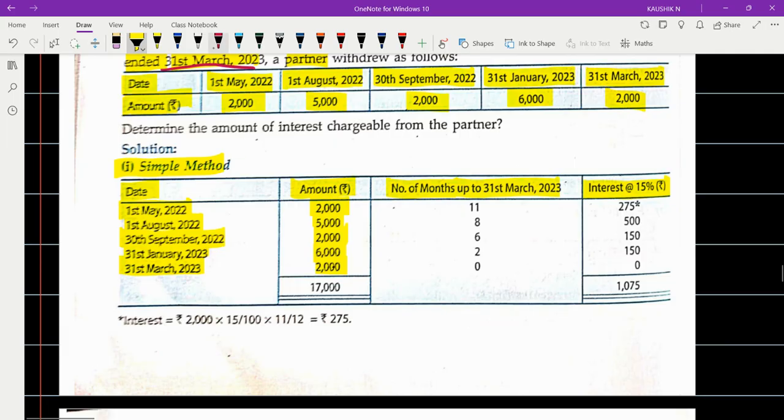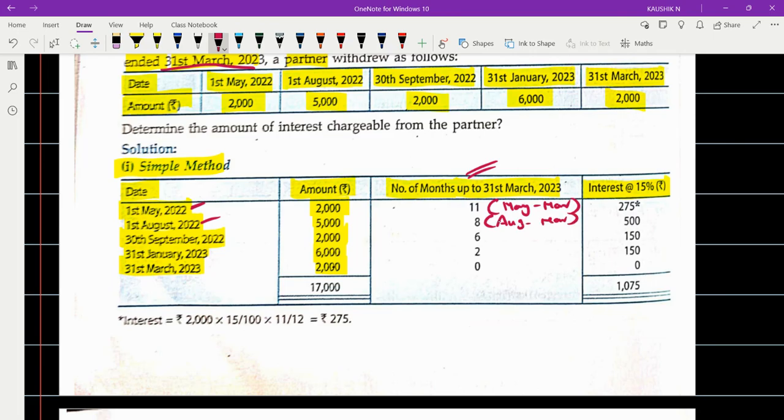Now you're going to fill this particular column, number of months up to the closure. You have done the withdrawal on 1st May. So May should also be taken into account. May, June, July, August, September, October, November, December, Jan, Feb, March. So 11 months, starting from May to March. The second withdrawal is done on 1st of August. So August, September, October, November, December, Jan, Feb, March. 8 months, starting from August to March.